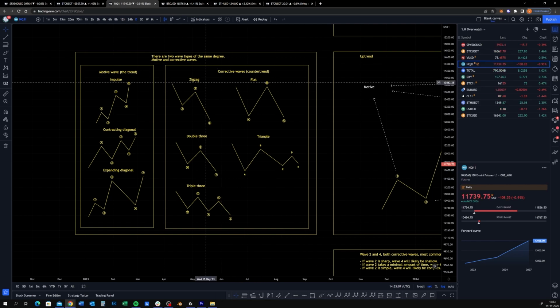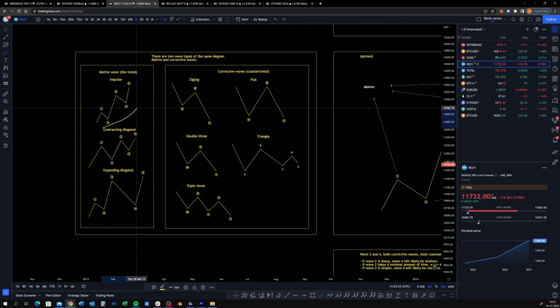These are the corrective waves. So there's a zigzag, flat, double three, triple three, which are actually just complex zigzags, and the well-known triangle. These are the motive waves, so these are the trends: an impulse, a diagonal, which is also very well known, or a wedge you may call it, or the expanding diagonal. This one is pretty rare.